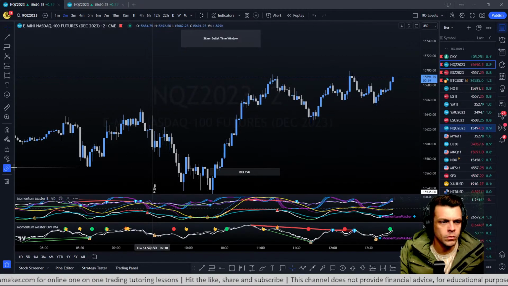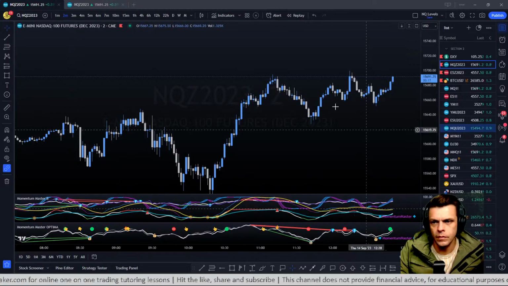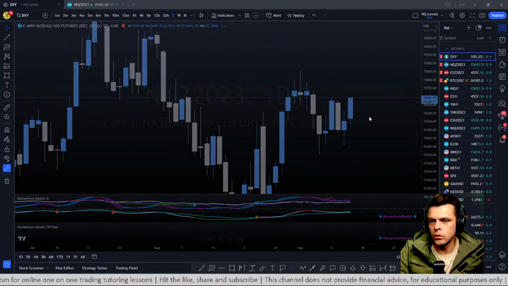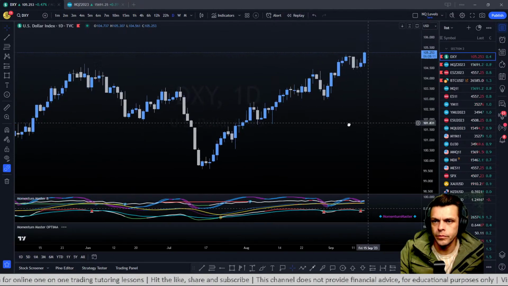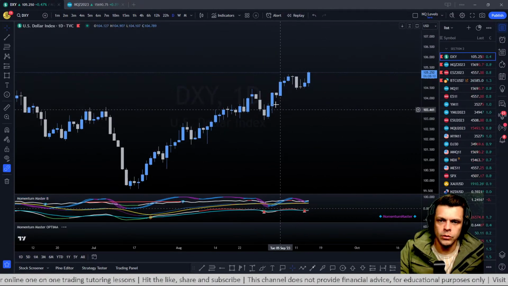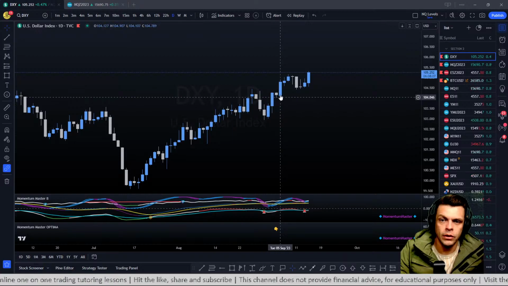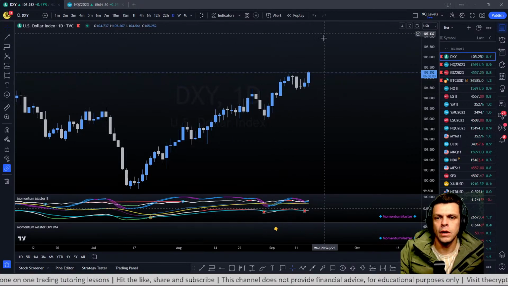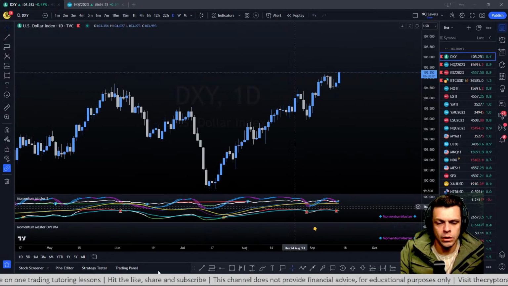I'm gonna delete everything. Let's go to the daily. I think we should actually start with the dollar index. I thought the dollar index was going to retrace to that fair value gap, but it just basically rebalanced this one and then started to move to the buy side again.